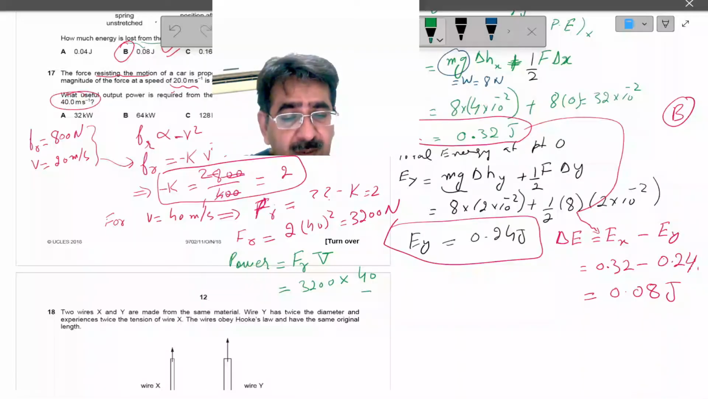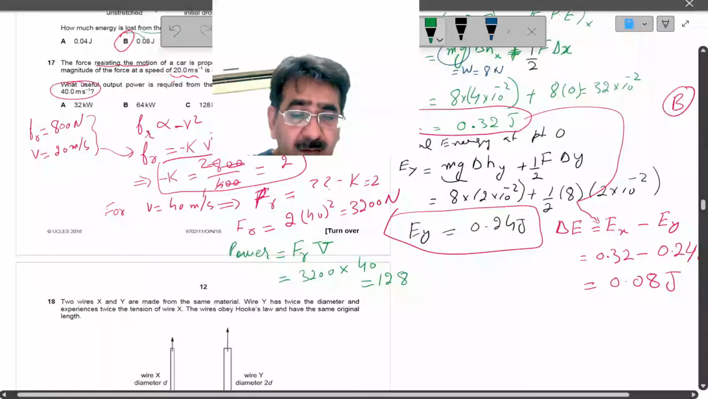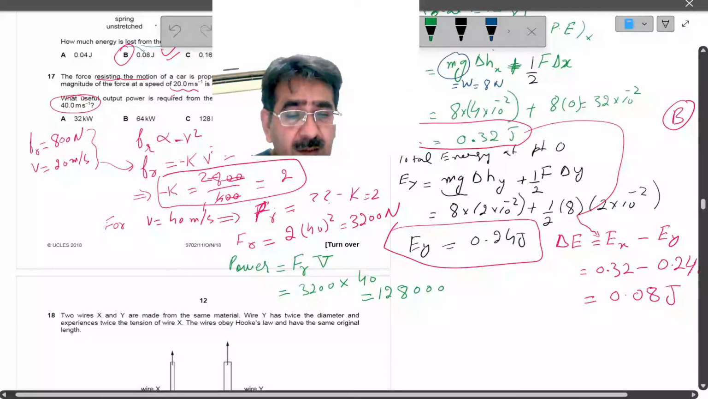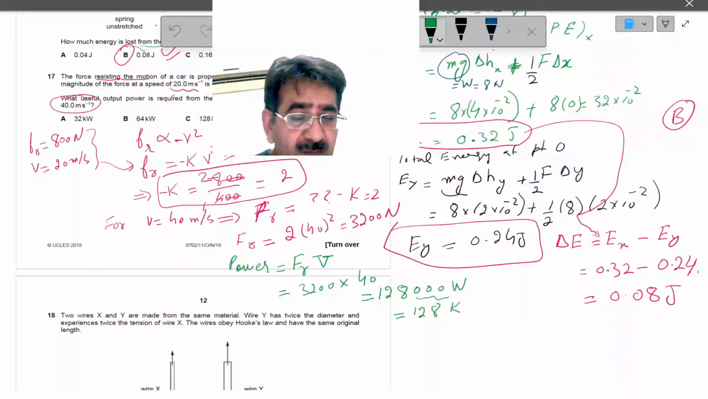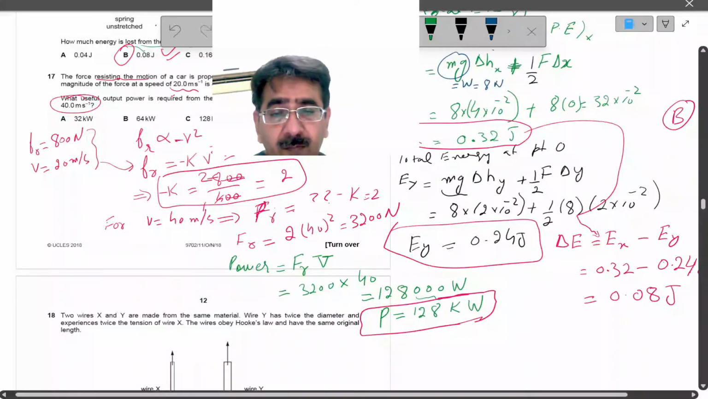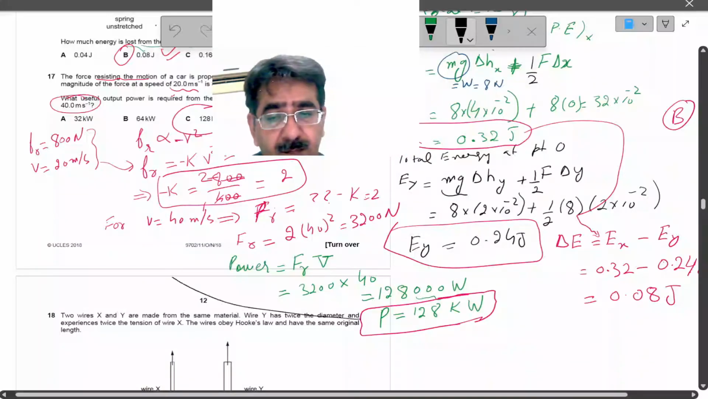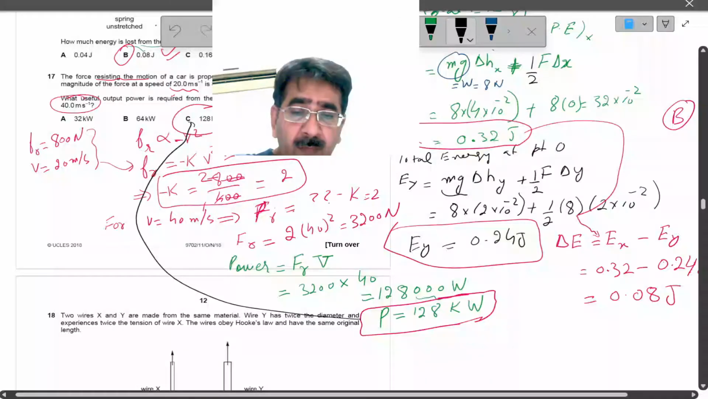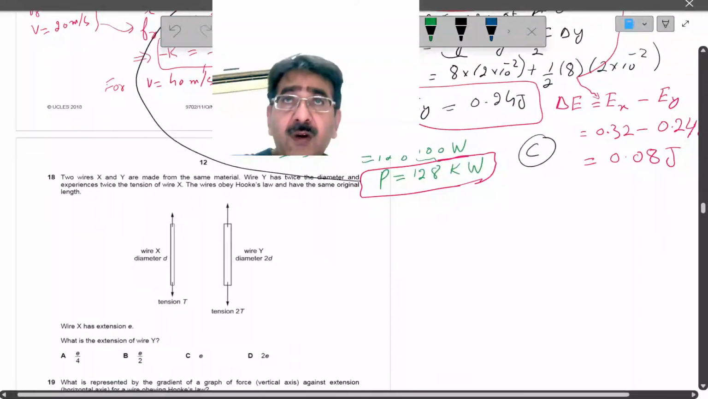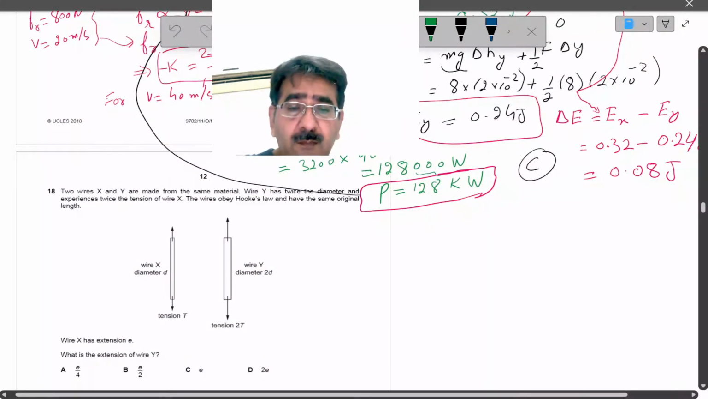Velocity is 40, so that will be equal to 1 to 128,000. In the form, the answer is 1 kilowatt. This will be in the form of watt. Power is always measured in watt, but when we represent 128 in the form of kilowatt, P will be equal to this 128. So this will be the answer. C will be the answer. C is the best answer. Now we move toward the next question.